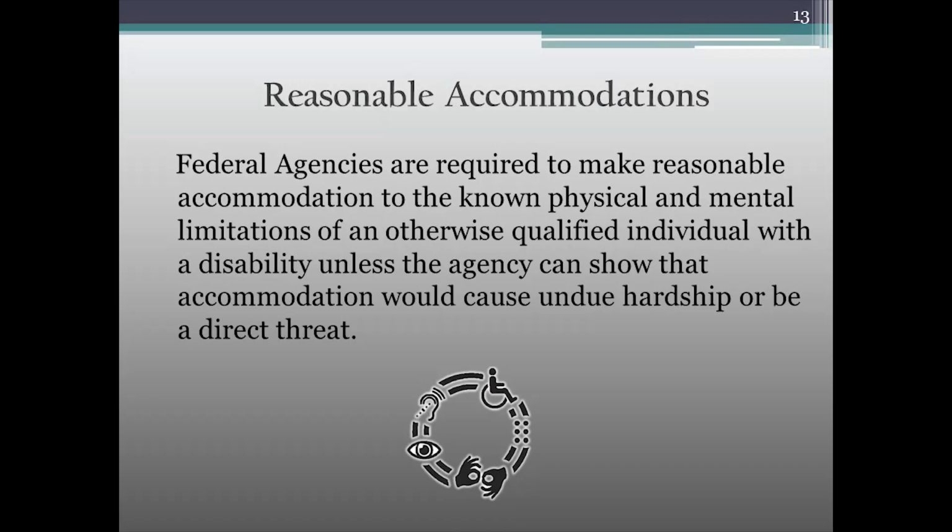So reasonable accommodations, what is it? Well, federal agencies ultimately are required to make reasonable accommodations to the known physical and mental limitations of an otherwise qualified individual with a disability, unless the agency can show that the accommodation would cause undue hardship or be a direct threat. Now, we will touch a little bit more on undue hardship as we go further into the training. And now I'm going to turn it over to Kendra.